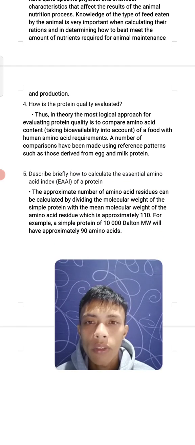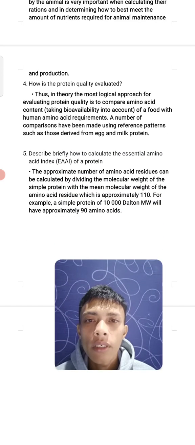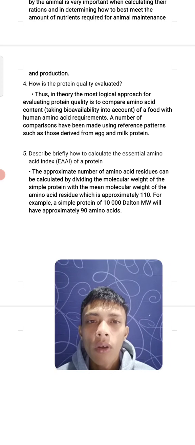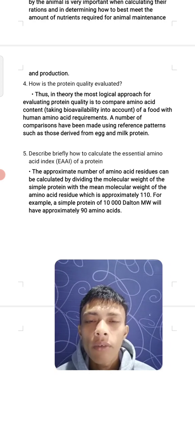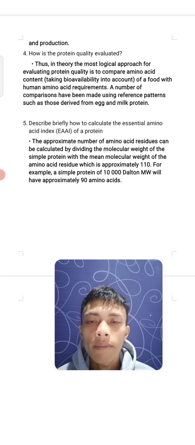Number 4 question. How is the protein quality evaluated? Thus, in theory the most logical approach for evaluating protein quality is to compare the amino acid content, taking bioavailability into account, of food with human amino acid requirements. A number of comparisons have been made using reference patterns such as those derived from egg and milk protein.